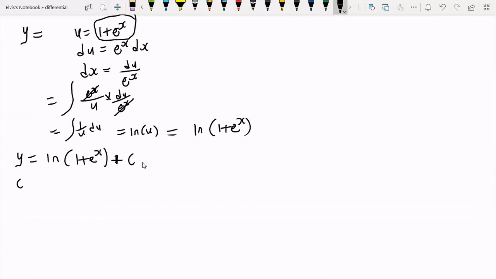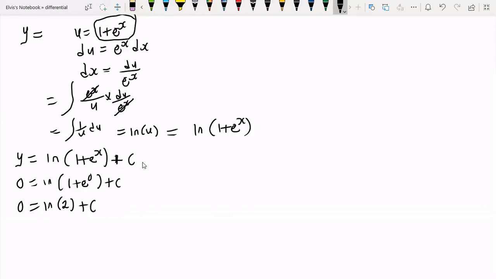So this is now going to be 0 is equal to ln of 1 plus e raised to the power of 0, then plus c. E raised to the power of 0 is 1, right? Because anything raised to the power of 0 is always 1. Then 1 plus 1 is going to give us 2, right? So this is ln of 2, then plus c.